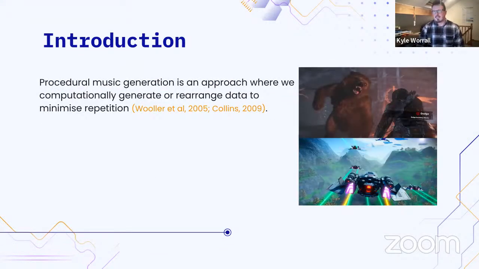So procedural music generation in games is an approach where we computationally generate or rearrange data to minimize repetition, increase response time, and achieve a lot of different effects. The 2 images here are from Rise of the Tomb Raider and No Man's Sky, both of which use different approaches to either generate or rearrange musical content in real time to generate new music.